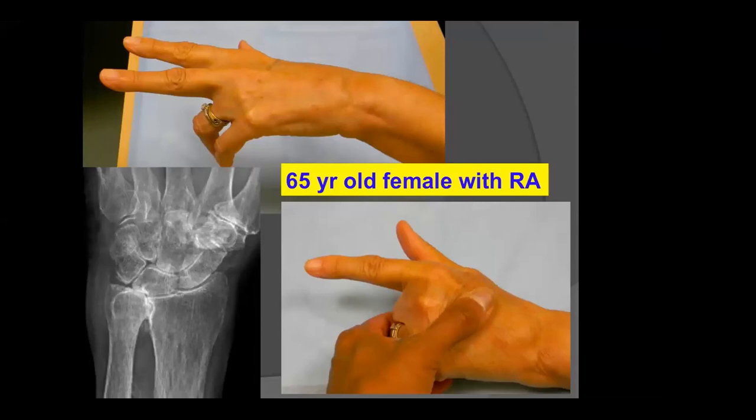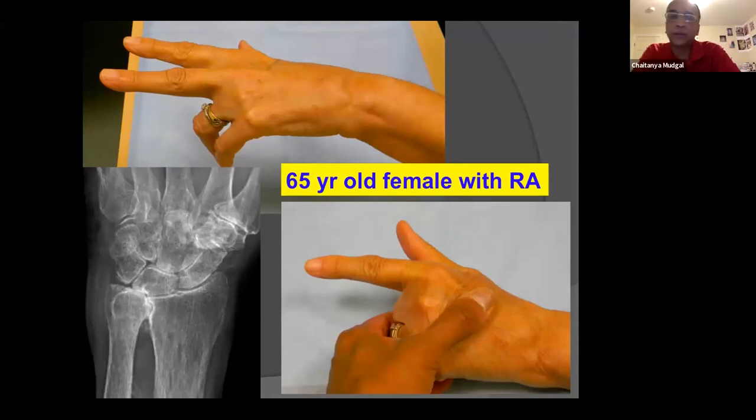What do you think? She's 65. She's got a diagnosis of rheumatoid. She's been through multiple sets of DMARDs, not very effectively. Most of her symptoms have calmed down, but the wrist was not doing that great. And then she came in with this suddenly.